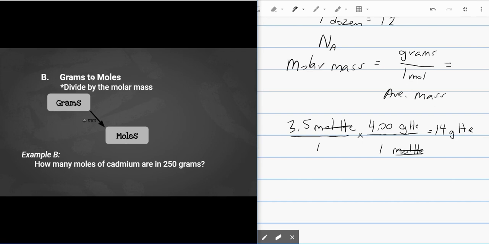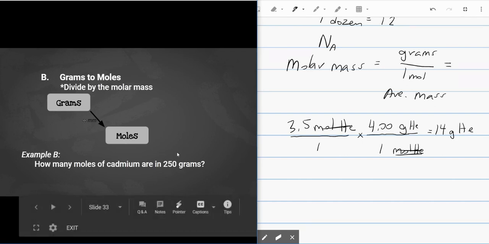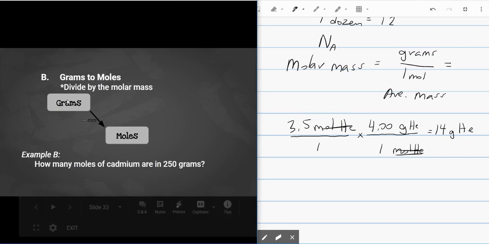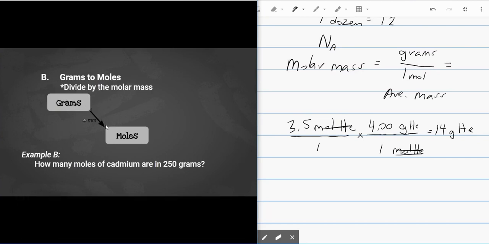Okay, this is the opposite problem. So we're given grams in the question. It says 250 grams. So this type of problem will start with grams up here, and we are going down into what I'm going to call the valley of the moles. We're going down, so we're going to do the opposite of what we just did.